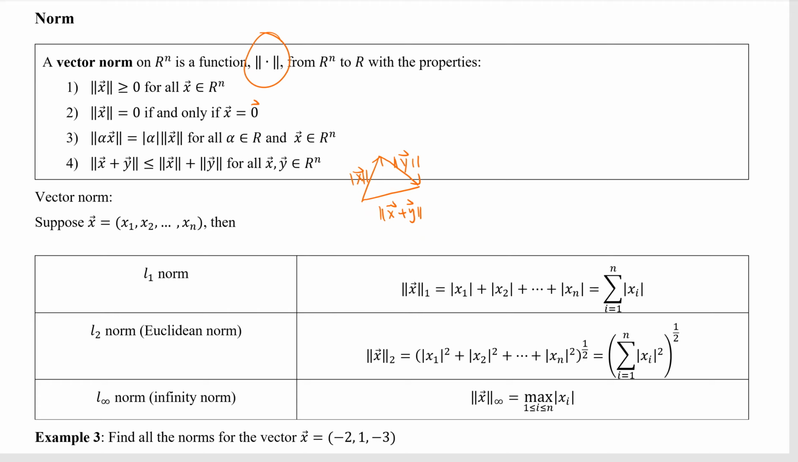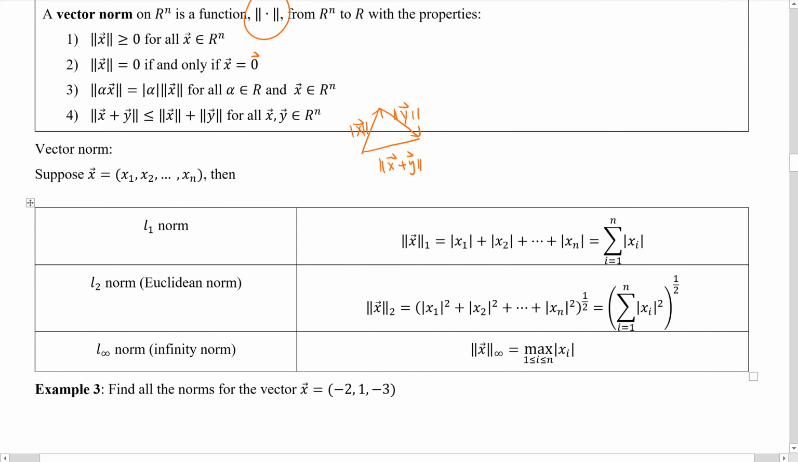Okay, and vector norm, which is the magnitude of a vector. So here we have the following norms. First one, we have the L1 norm. The L1 norm is defined to be the absolute value of all the coordinates, and then we add them all up. So that's the sum of the absolute values of all the coordinates. And the L2 norm, which is the Euclidean norm, is the square root of the sum of all the coordinates squared. And we usually use this one.